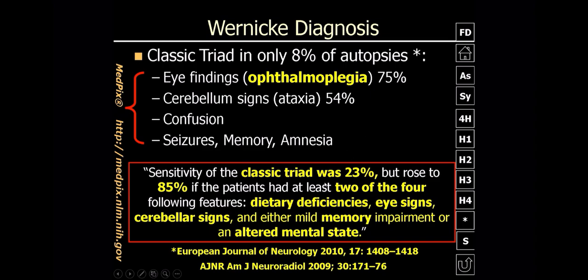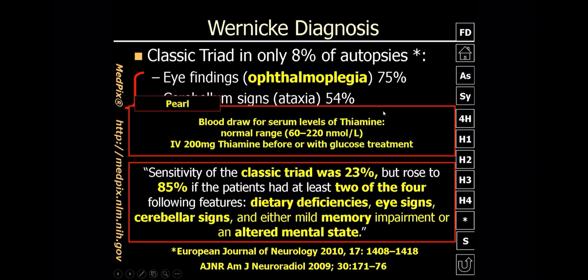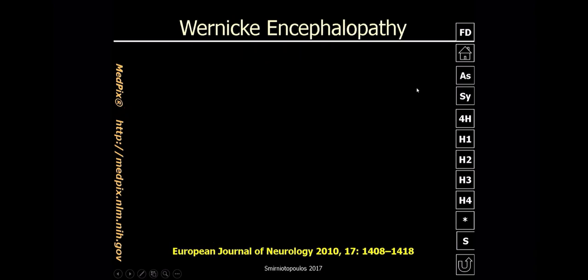And so we have to realize, with the low sensitivity of the classic clinical triad, we have to broaden our differential diagnosis. One of the clinical pearls is that the patient can have a thiamine level drawn, and you're not going to kill a patient by giving them a parenteral injection of thiamine before the patient gets glucose. And I'm not going to suggest we do that in every patient, but this is something to keep in mind.